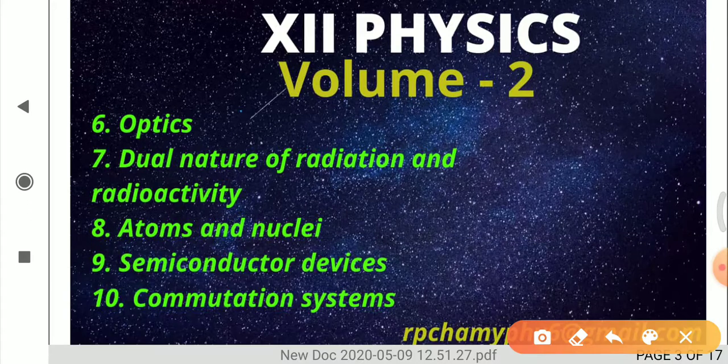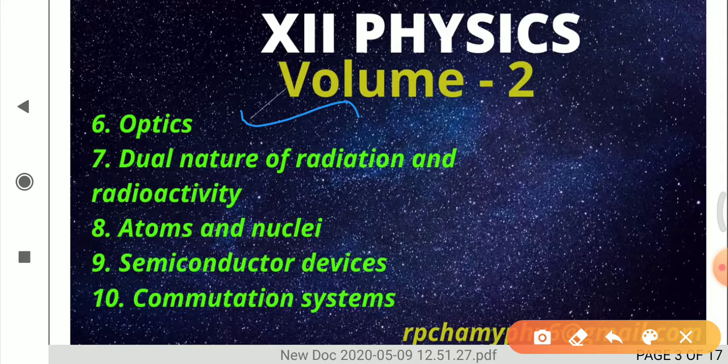So what is optics? In the lower classes itself we have discussed optics, how the images are formed, what is meant by lens, what is meant by mirror, lens equation, magnification, everything. But in 12th standard we are going to discuss advanced optics, what the optical instruments are and how they are working, how the electron microscope works, everything in the optics chapter.